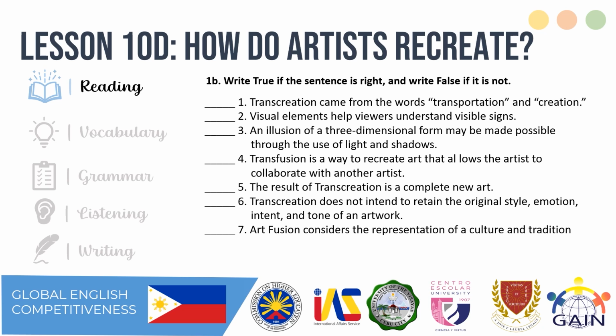Now for our next activity, all you have to do is to write true if the sentence is right based on the reading material and write false if it is not. Take a look at number 1.